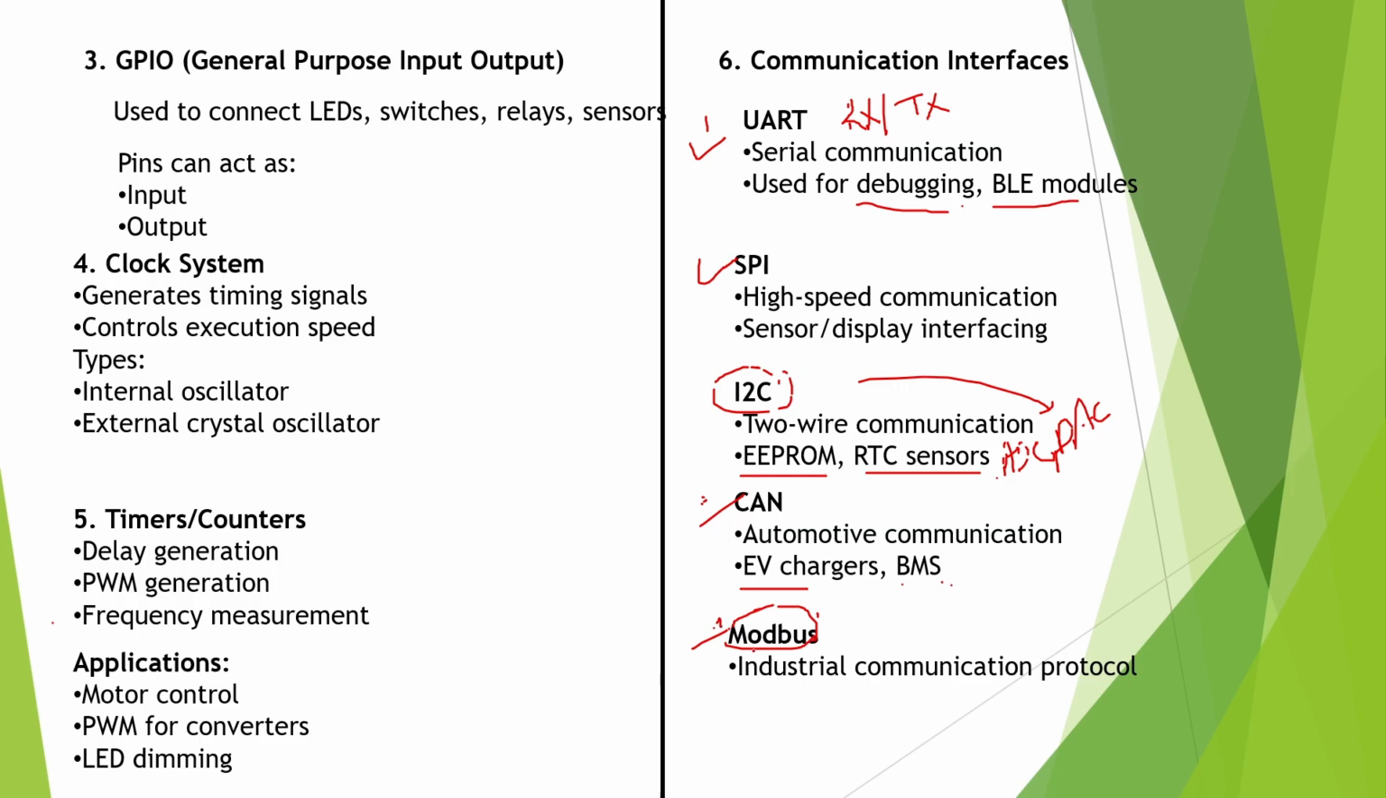Understood? So when you want to join any EV charging company, all these three communication protocols you should know: UART, CAN, and Modbus. CAN is used for controlling the rectifier inside the charging system. And Modbus is used for taking data from AC energy meters.